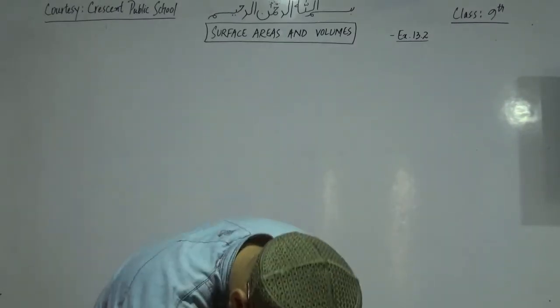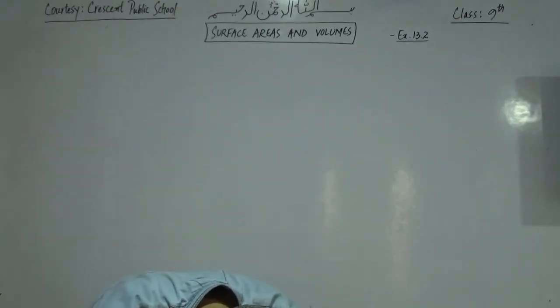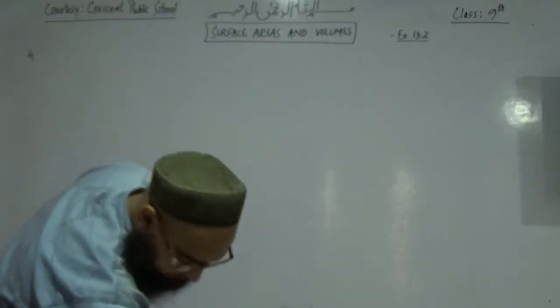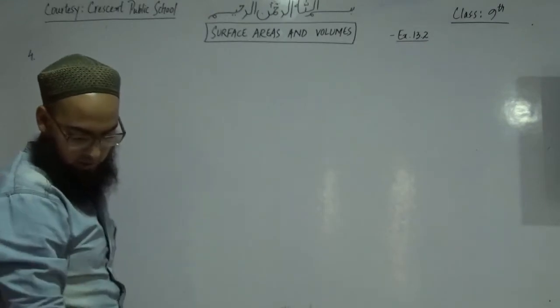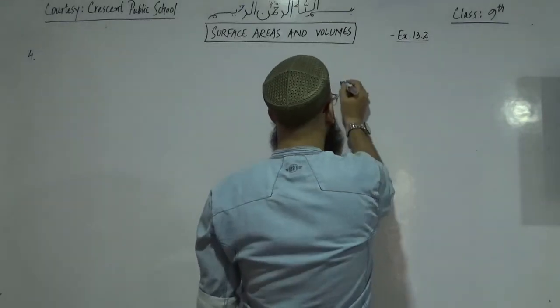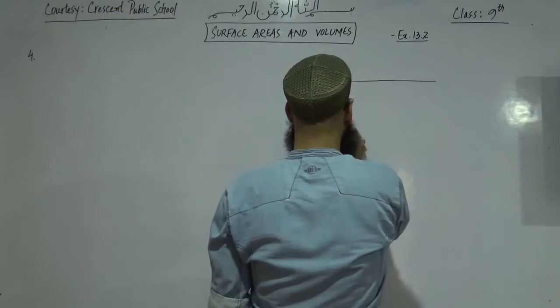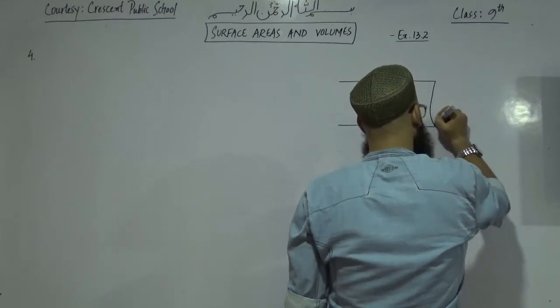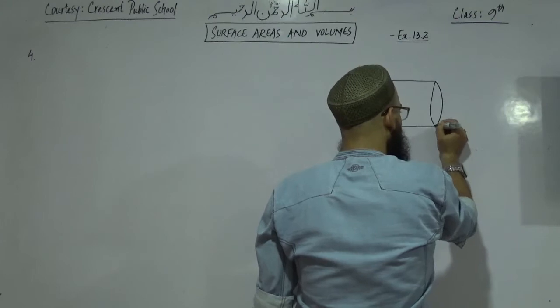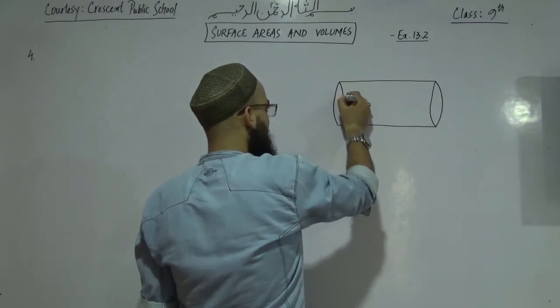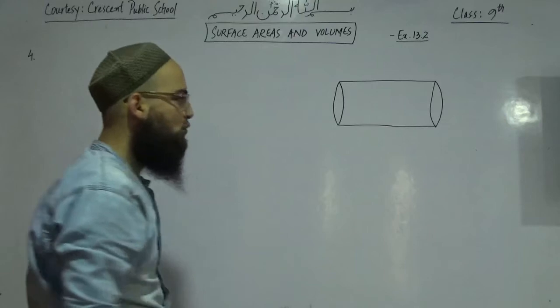Now, let's have the next question. Now, question number 4. It says, the diameter of a roller is 84 centimeter. We have a roller. You know roller. Roller is used to level the ground. It's of the shape of the cylinder. It is often used to level the playground. You might have seen in different kind of sports how the roller is used to level the playground.